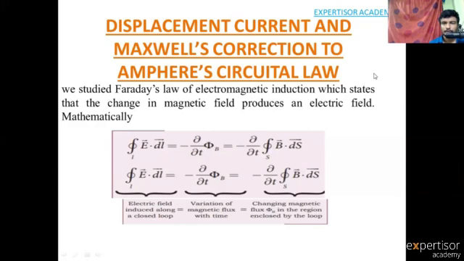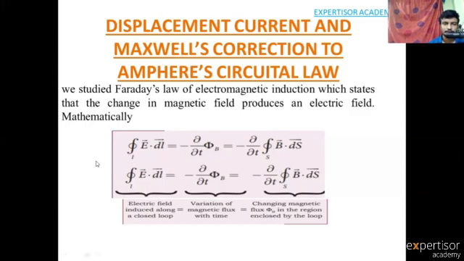Here we discuss Faraday's law of induction and its different ways. We studied Faraday's law of electromagnetic induction, which states that a change in magnetic field produces an electric field, mathematically.